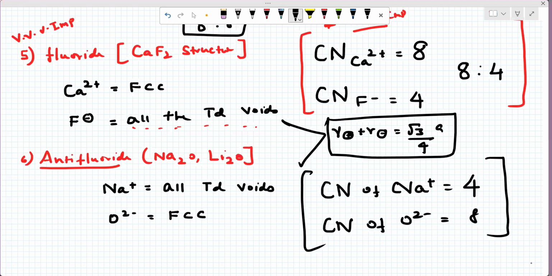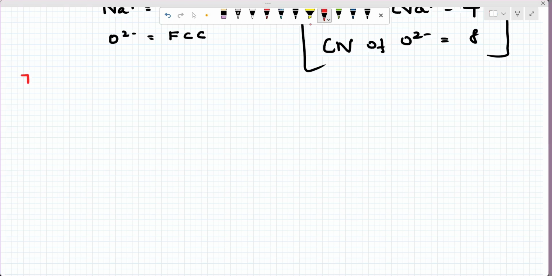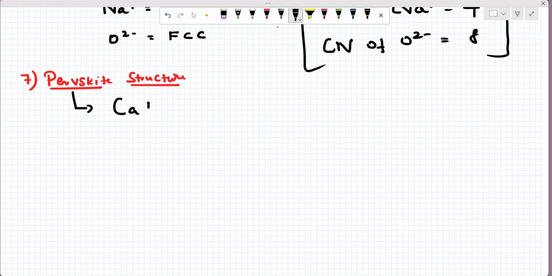And the final crystal, the seventh one, is perovskite. The perovskite structure is a metal oxide structure. The formula is calcium titanium O3, CaTiO3. Like spinel, ABO3, okay. In this case, it is very important.